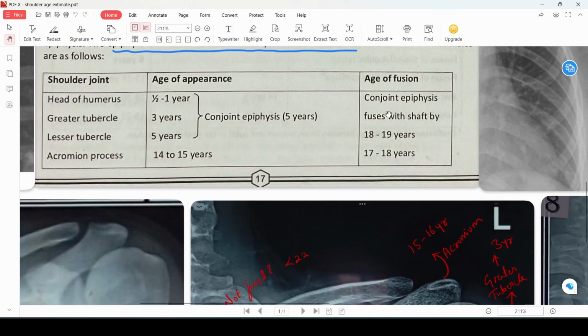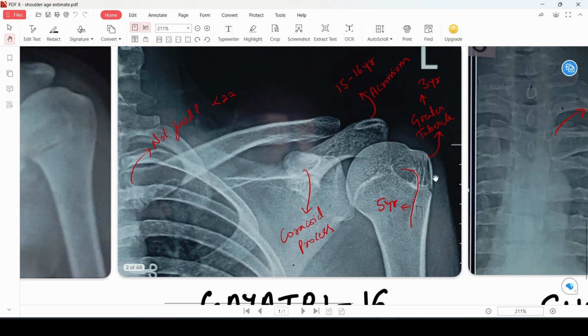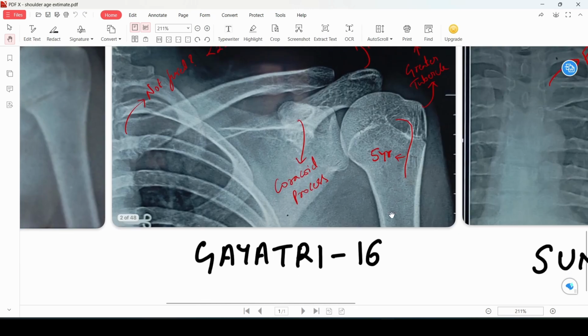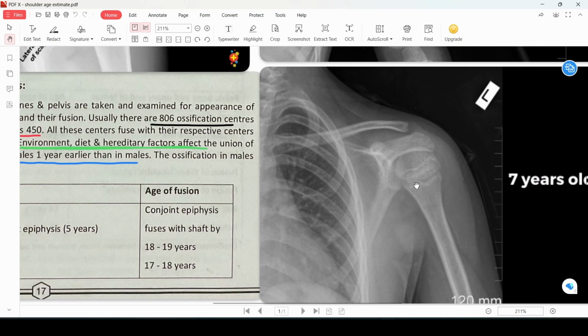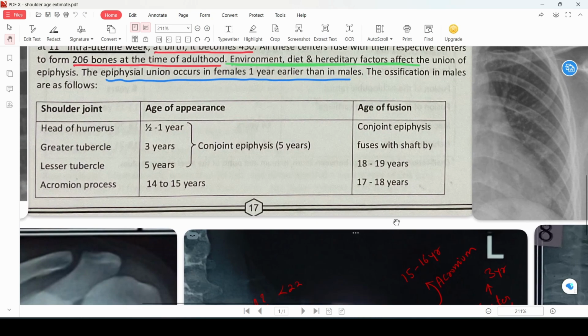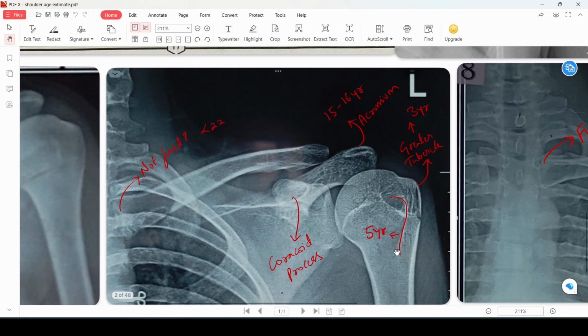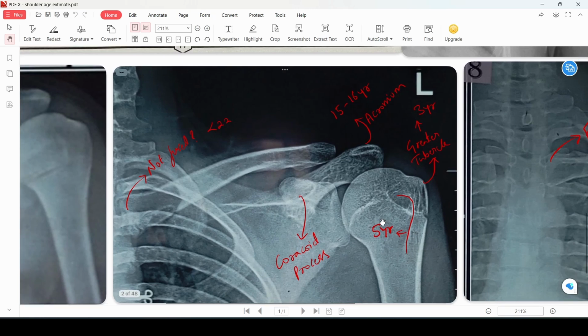Now what did they say here? That age of fusion, the conjoint epiphysis fuses with the shaft. You can see here this conjoint epiphysis is fusing with the shaft. This is the shaft. You cannot see any clear demarcation like you saw here. There is a good demarcation here, but here it is smooth, so that means it is fused. So can we tell that this is around 18 to 19 years of age? Yes, we can approximately say that this is 18 to 19 years of age, but this is not accurate, right?